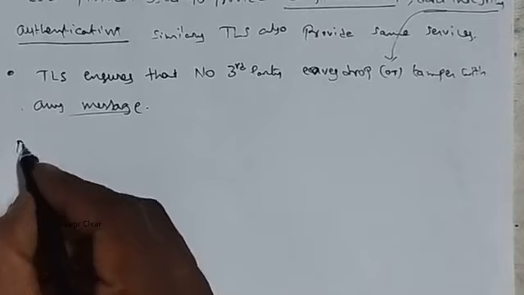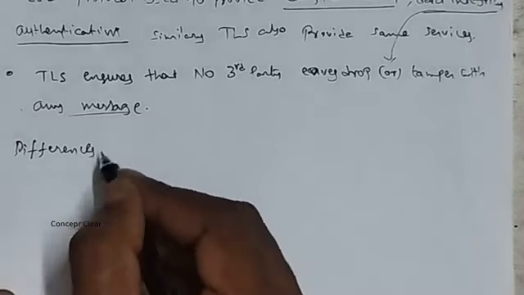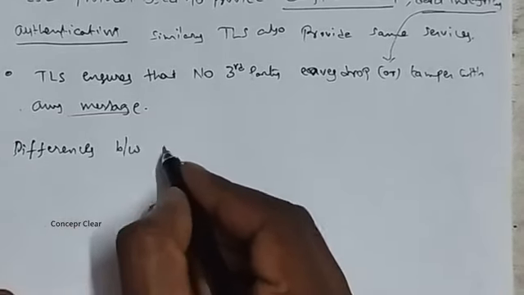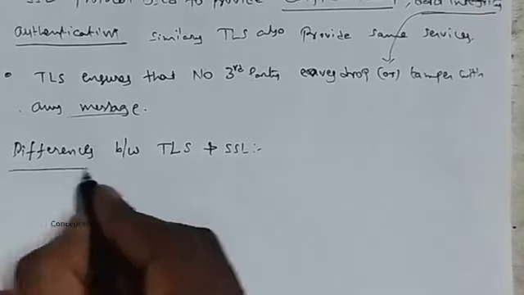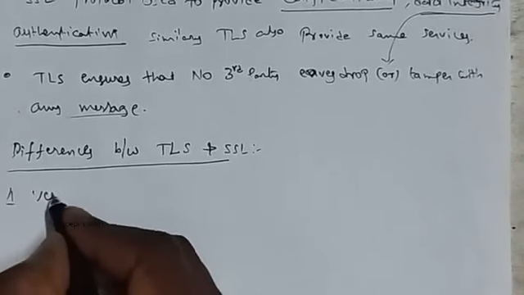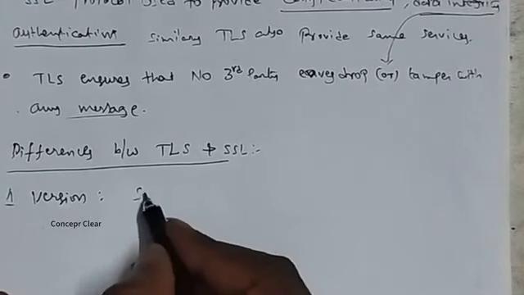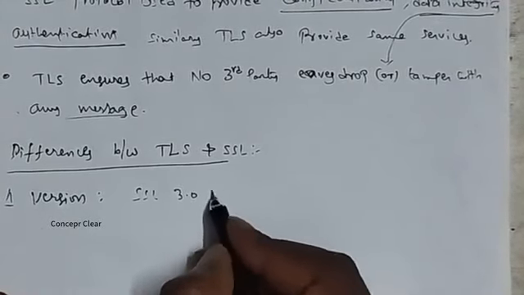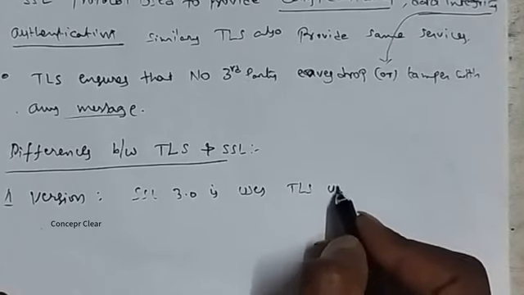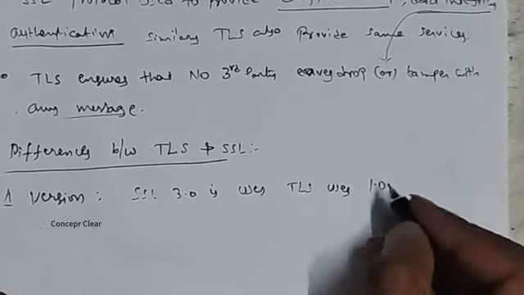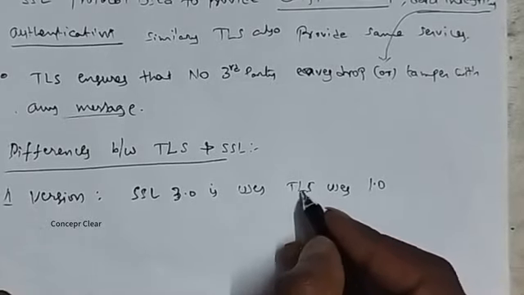Okay, the major differences between TLS and SSL, we'll see what the differences are. First one is version. SSL uses 3.0 as the version. TLS uses the 1.0 version, and later the 1.1 version.